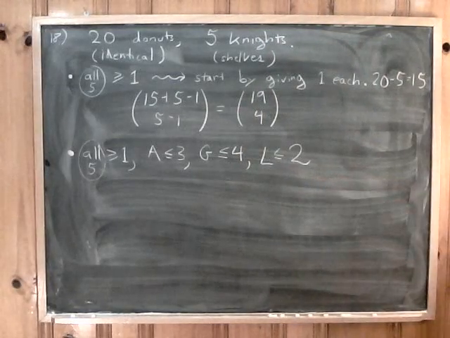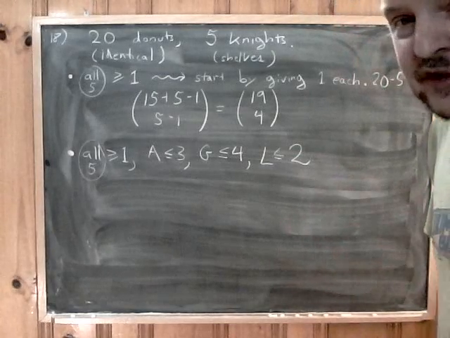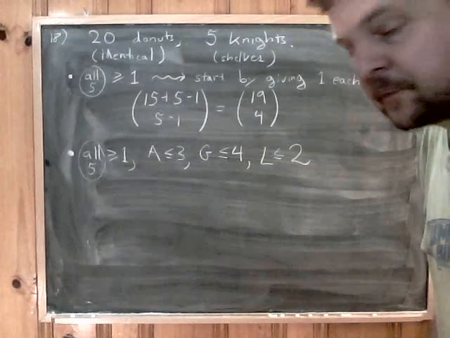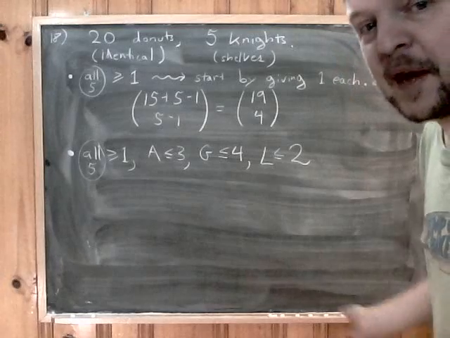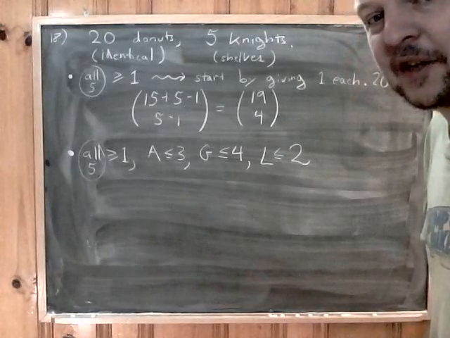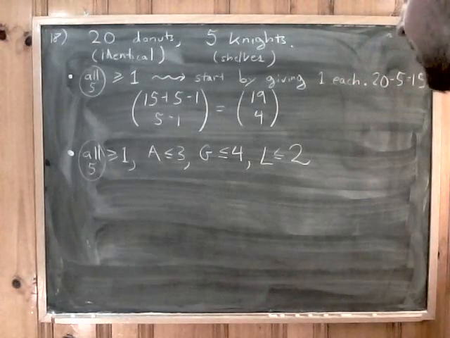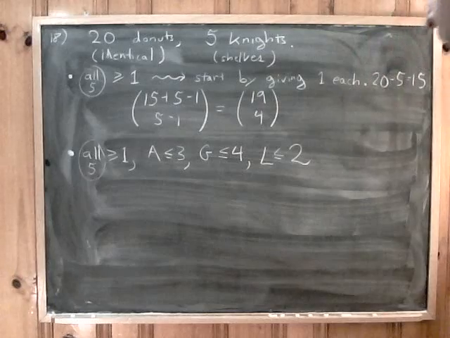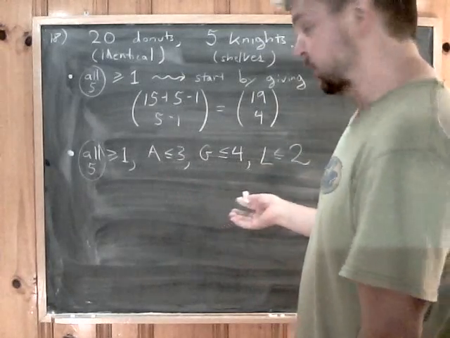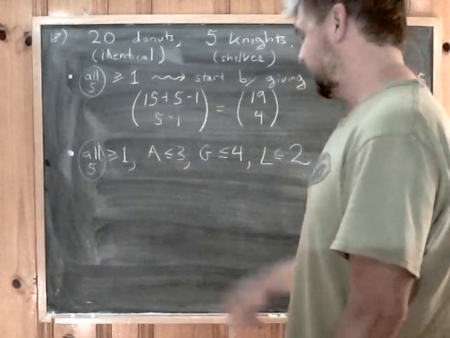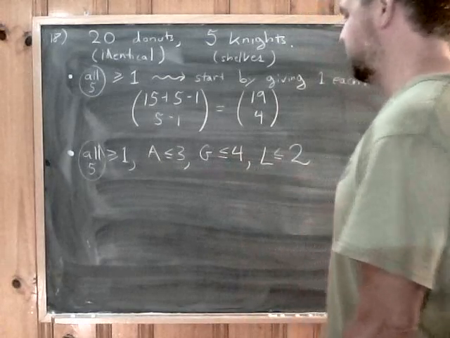Now it goes to the more interesting problem. This one is where it gets a little bit tricky because you have to keep track of everything the whole way through. There's no new method or creativity required, but there is more bookkeeping required. So it says all 5 are still greater than or equal to 1, but now Arthur is less than or equal to 3. It said no more than 3, so he's not allowed to have 4 or any more. Gawain less than or equal to 4, and Lancelot less than or equal to 2.